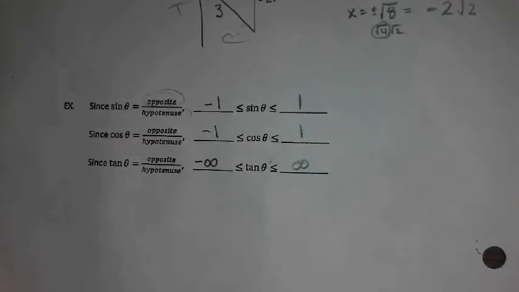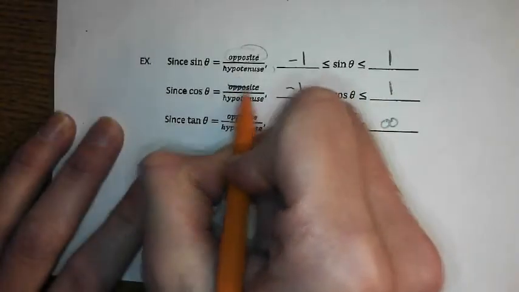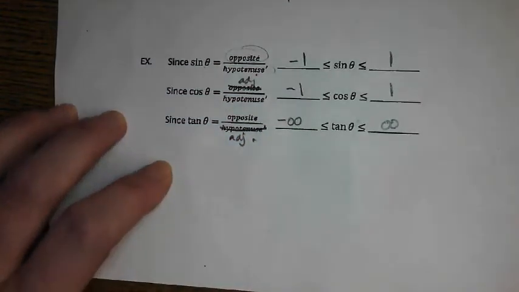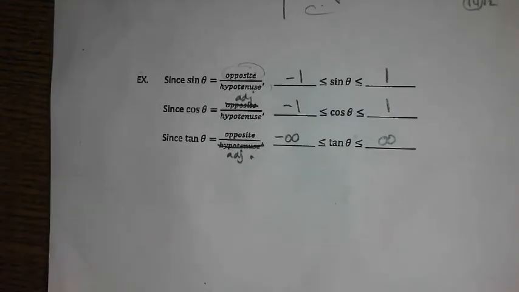Did I screw it up? Whoops. Cosine should have been adjacent. Thank you. I didn't even realize that. Opposite over adjacent. I didn't even look at those. I bet I probably copied and pasted and then, whoops.